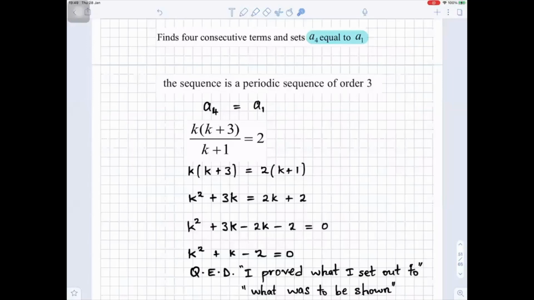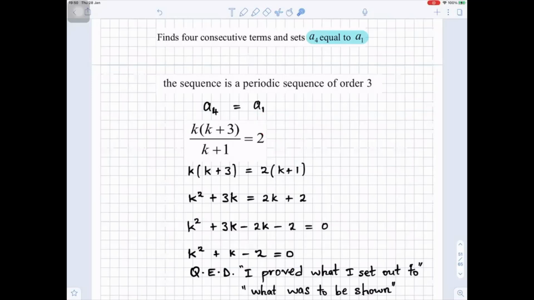So you find four consecutive terms and set a4 equal to a1. Why? The sequence is a periodic sequence of order 3. That means after 1, 2, 3, it repeats. 1, 2, 3, it repeats. So that means a4 is equal to a1. So a4 is k bracket (k plus 3) over (k plus 1) equals 2.